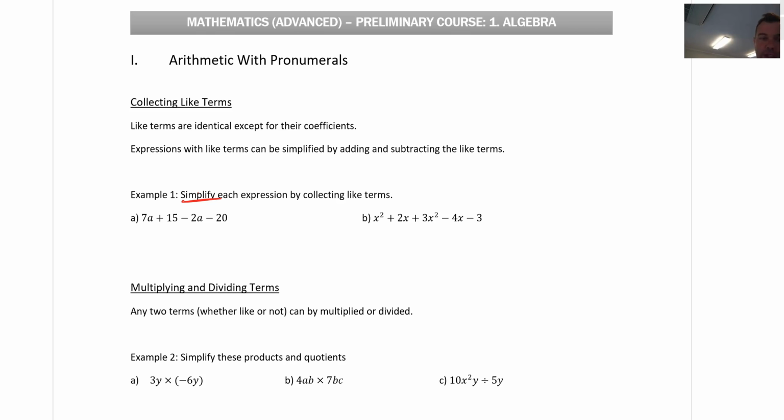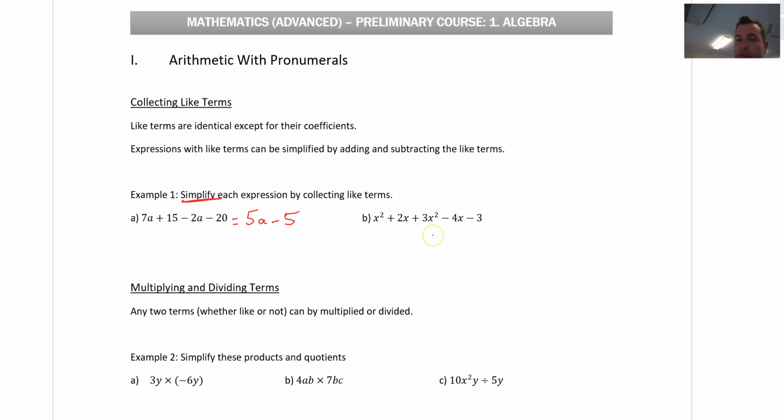Now, which of these are like terms? The 7a and the negative 2a. Remember, the sign in front belongs to that term, so the 7a and the negative 2a are like terms. Check an equal sign in here, because it's going to be equivalent to 7a minus 2a is equal to 5a. And the 15 and the negative 20, they're like terms. 5a minus 5 is a simplification of that expression.